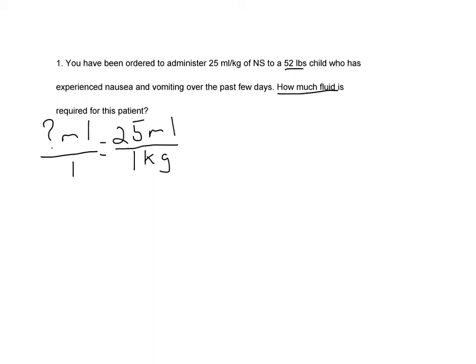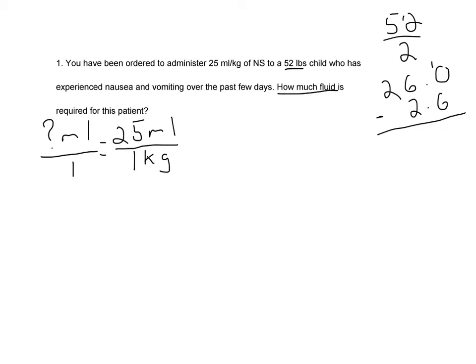Now, we need to convert pounds to kilograms, and we're going to use the 10% rule. So we'll do that over here. 52 divided by 2. 2 goes into 5 twice, with 1 left over. 2 goes into 12 6 times. Now we want to take 10% of 26, which would be 2.6, minus 2.6, and then we'll make this 26.0 over here.